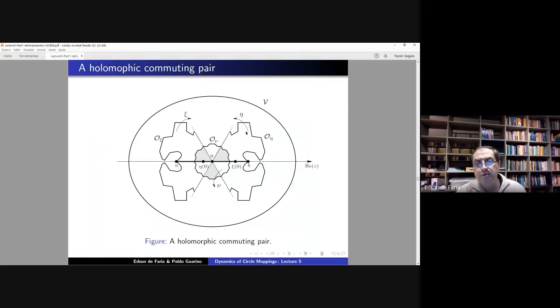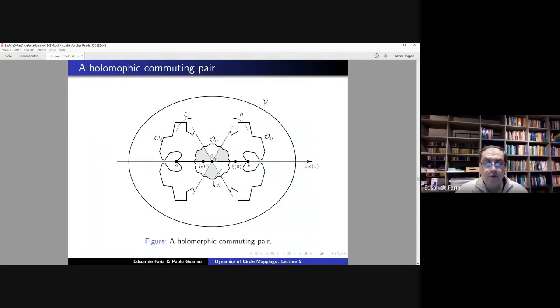And psi, for instance, is going to take this upper part of the domain here and map it to the upper part of V, okay? Everything that stays above the real axis. And the part of the domain of psi that stays in the lower half plane will map to the part of V that stays in the lower half plane as well. Okay, same thing for eta.